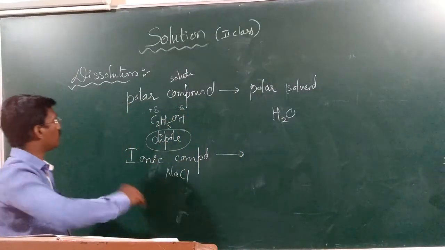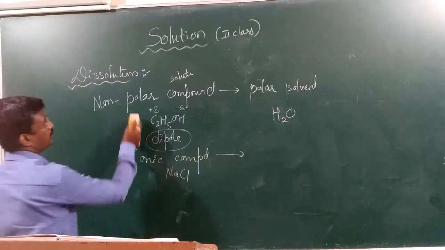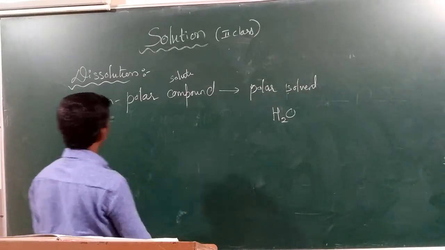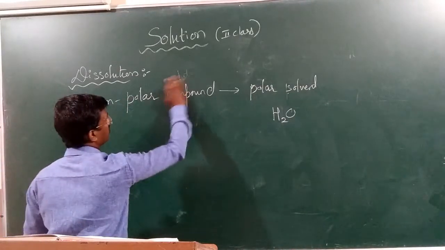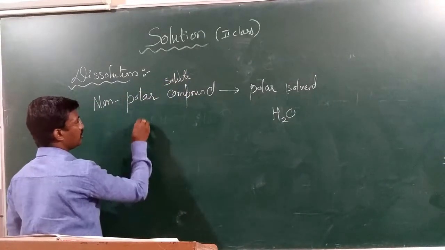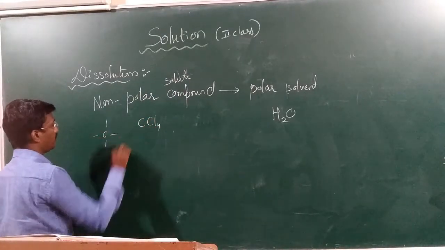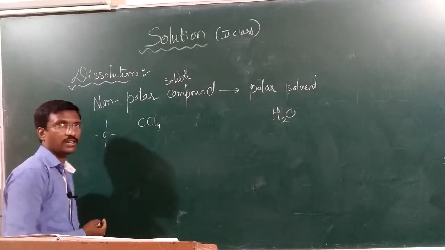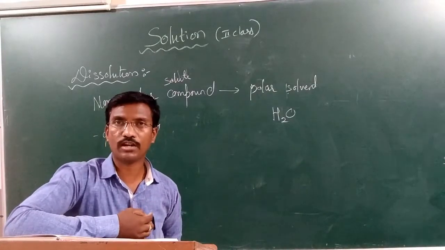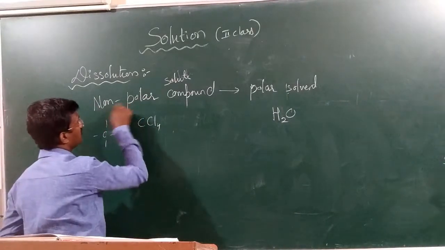Similarly, are non-polar compounds soluble in water? You have to think why, because non-polar compounds are nothing but non-polar solutes. You can take a non-polar solute also. The example is CCl4, carbon containing 4 chlorines. These are not exhibiting the dipole. If they are exhibiting the dipole, they are polar compounds. If they are not exhibiting the dipole, then we consider that as non-polar.